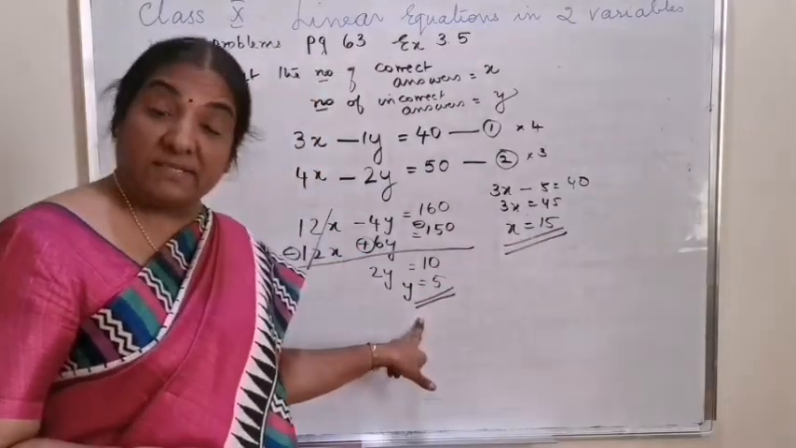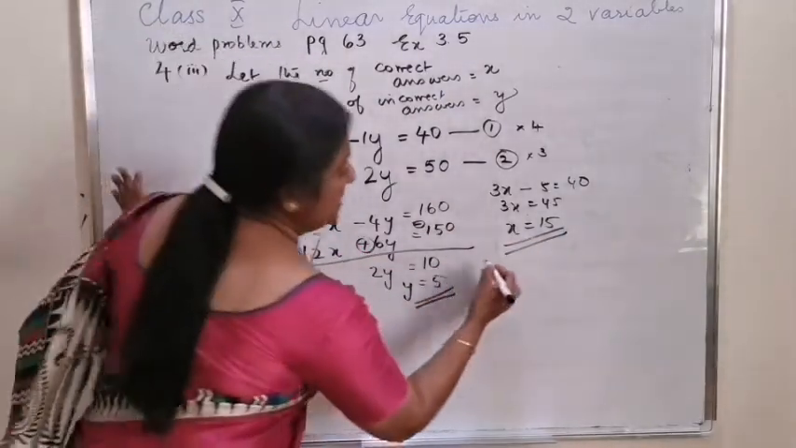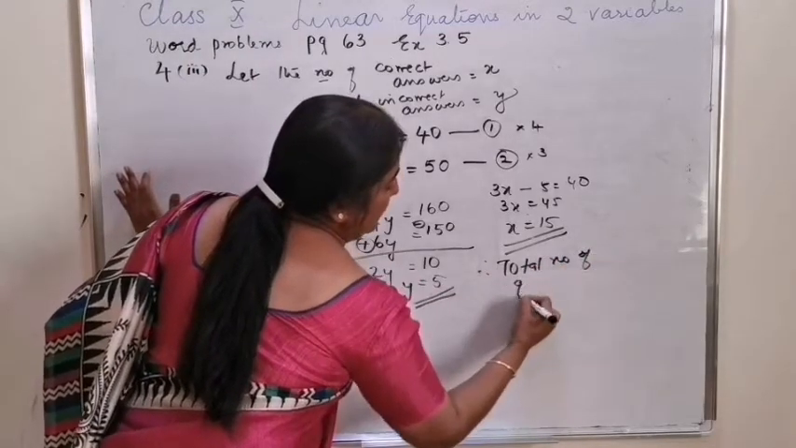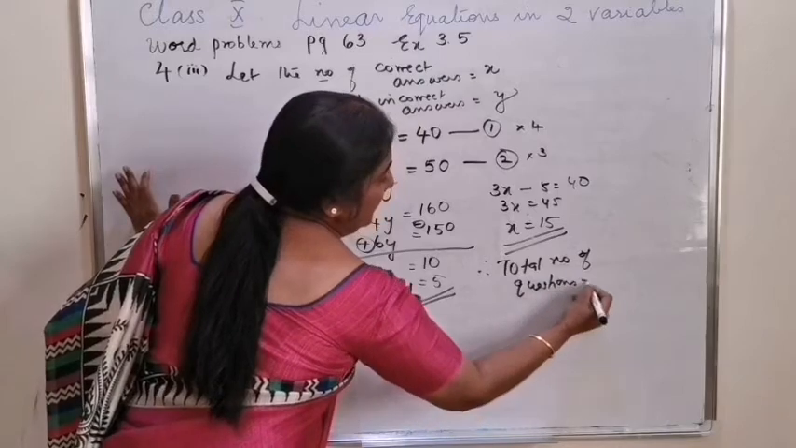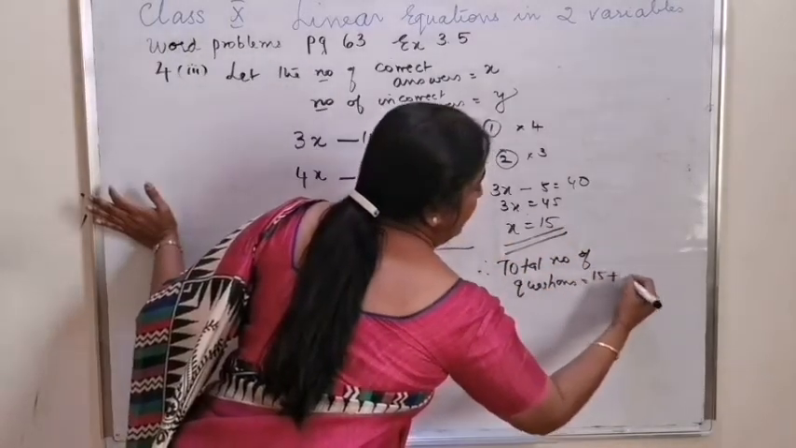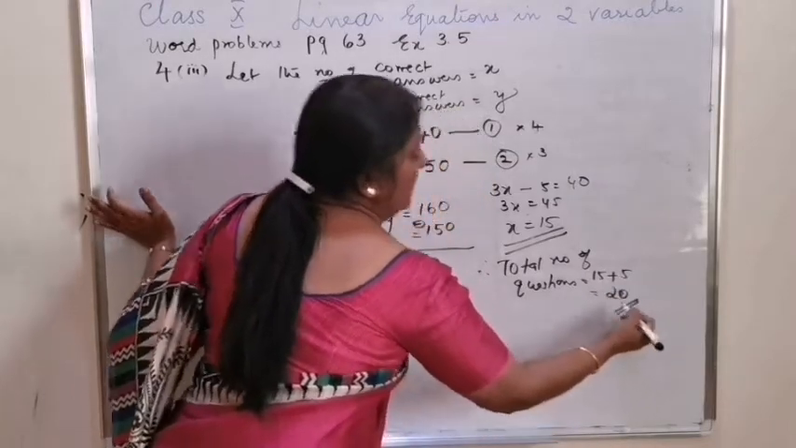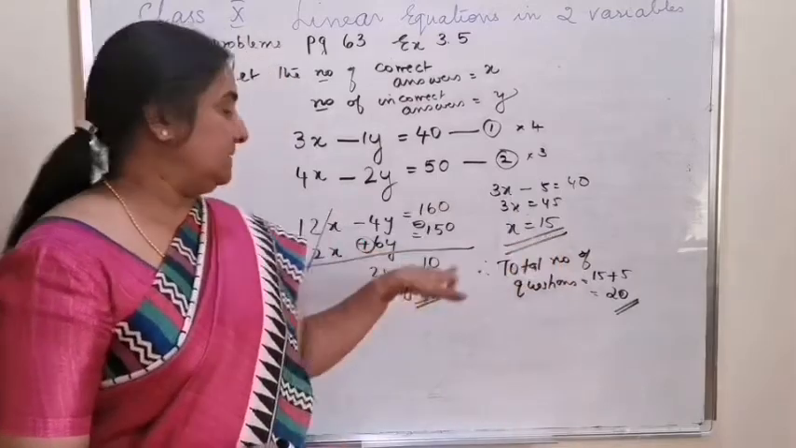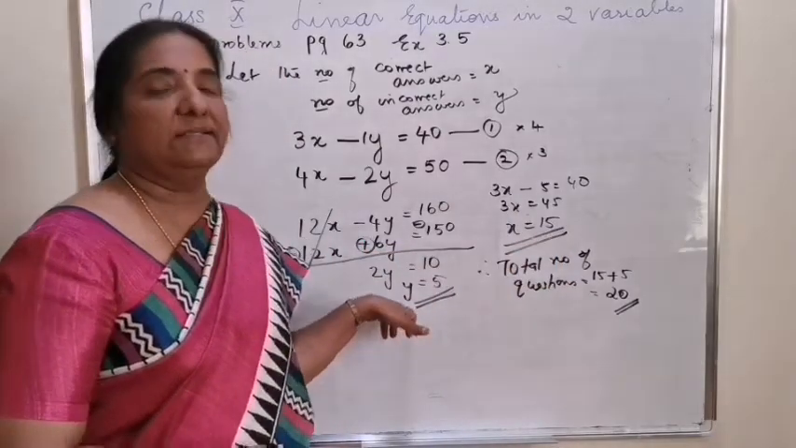Number of wrong answers is y. The question is, what is the total number of questions? The total number of questions in the question paper is 15 plus 5. There are 20 questions. Out of that, he scored 15 correct answers and 5 wrong answers.